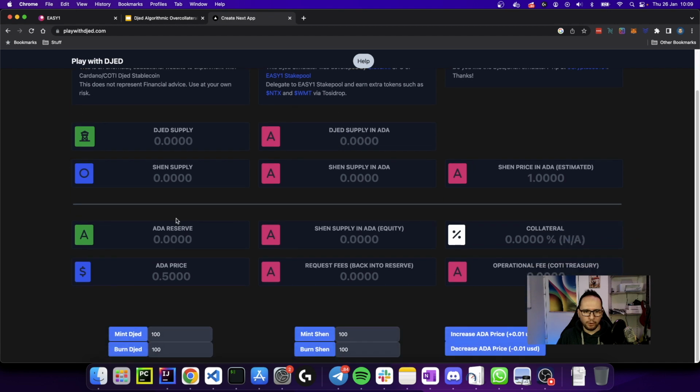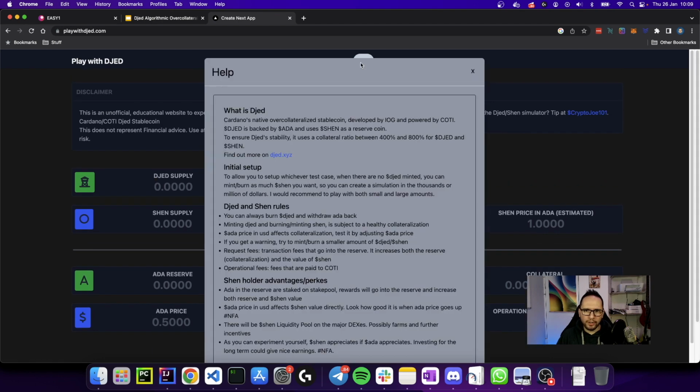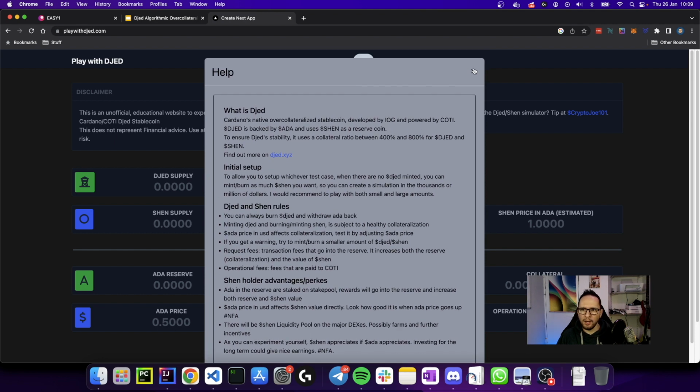This is Play with Djed. This is basically a simulator with which you can mint and burn Djed, mint and burn Shen, and you can play with the ADA price. If you want to know more, there is a help button and you can read through it to understand more about it, or just keep watching the presentation.